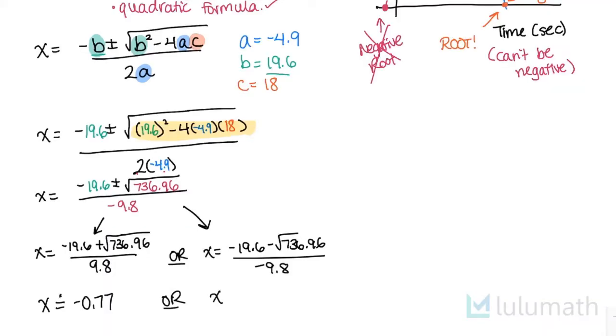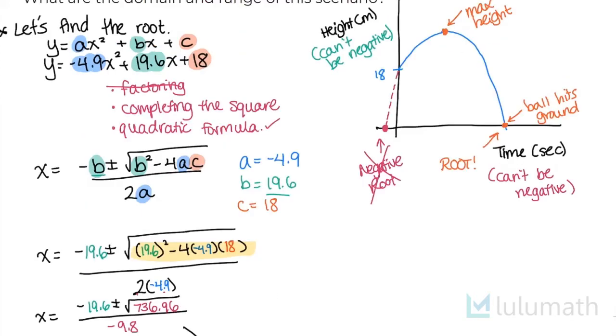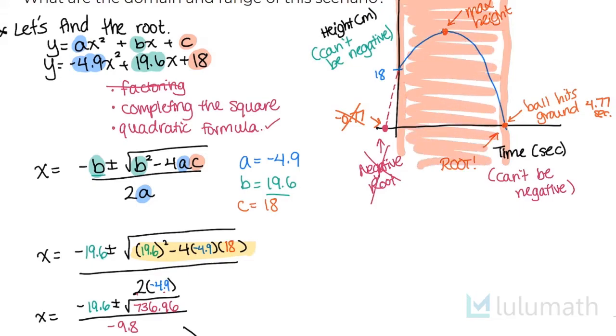So x is equal to approximately 4.77. Looking back at our graph right here, we know that this value is negative 0.77, but we don't really care about that one. It's this one we care about. The ball hits the ground at 4.77 seconds. That tells us that our domain is restricted to from 0 to 4.77. So we only care about what happens in this area right here.